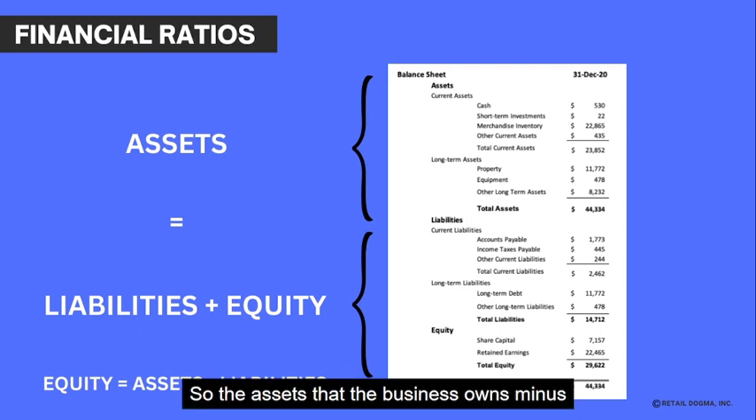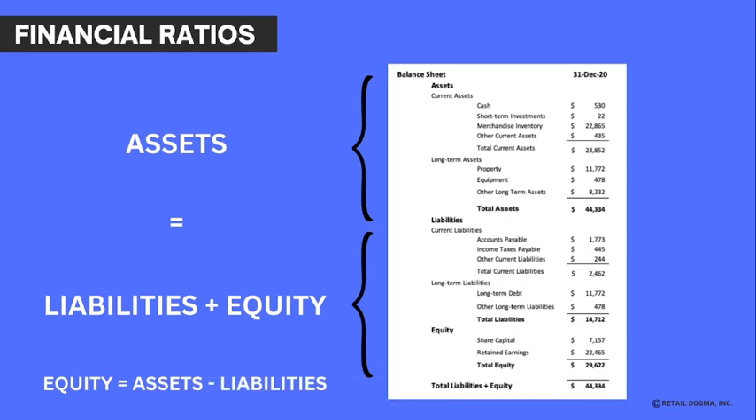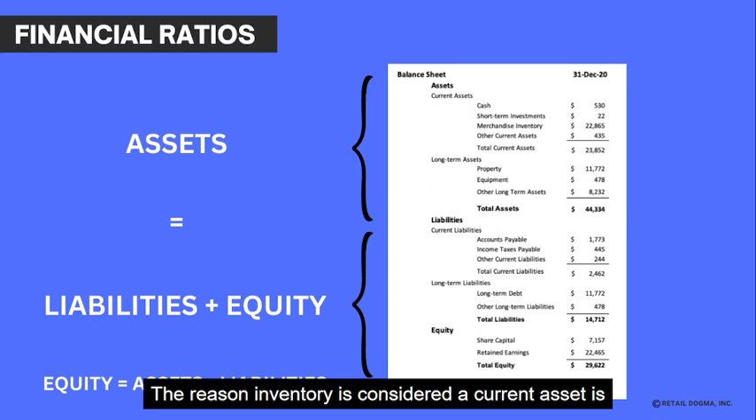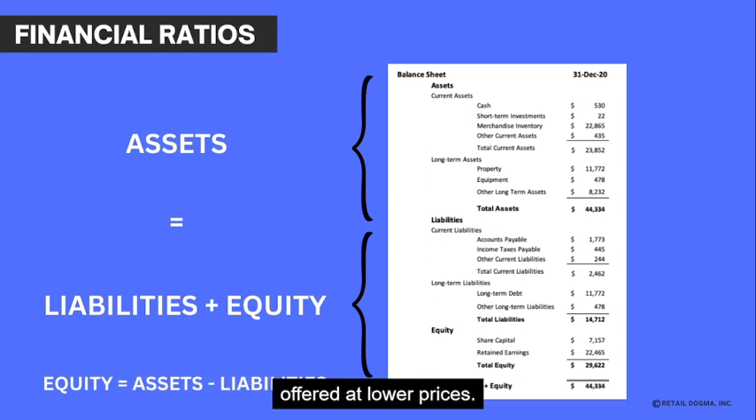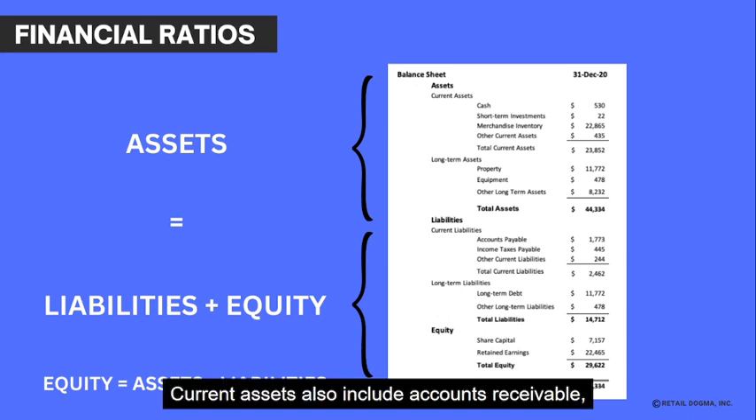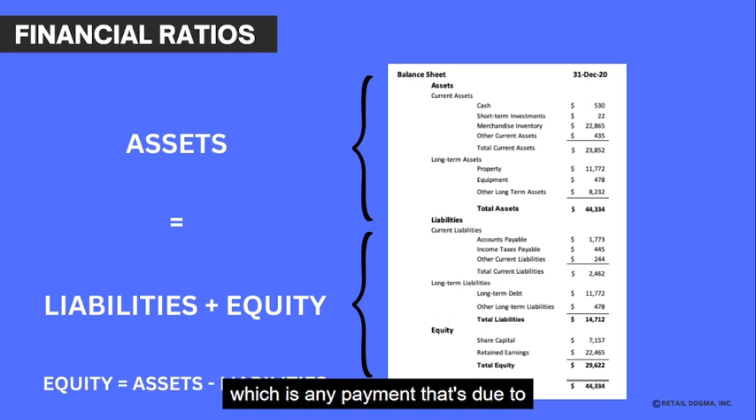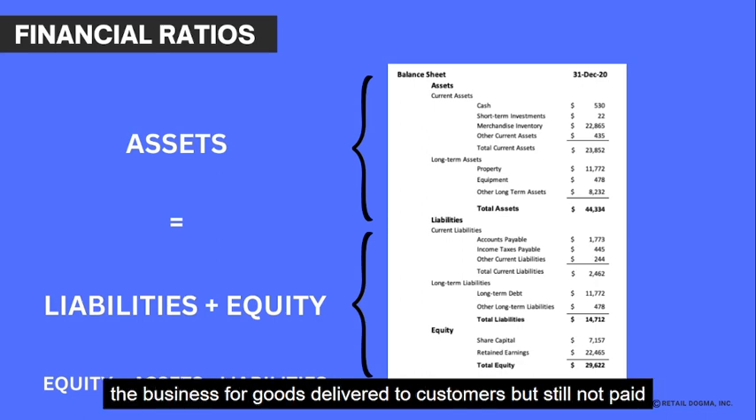So the assets that the business owns minus the liabilities that the business owes equals the shareholders' equity in that business. Assets are segregated into current assets and long-term assets. Current assets include cash, short-term investments, and inventory. The reason inventory is considered a current asset is because typically merchandise can be liquidated quickly if offered at lower prices. Current assets also include accounts receivable, which is any payment that's due to the business for goods delivered to customers but still not paid for.